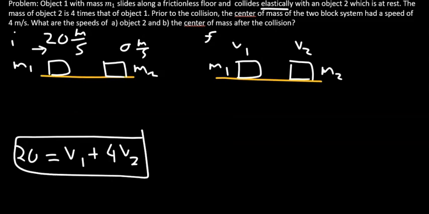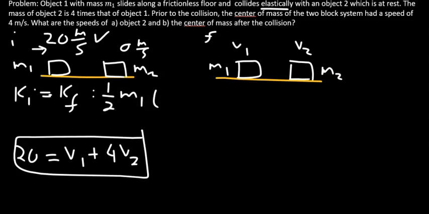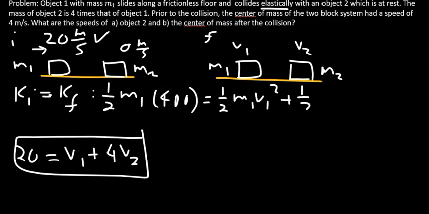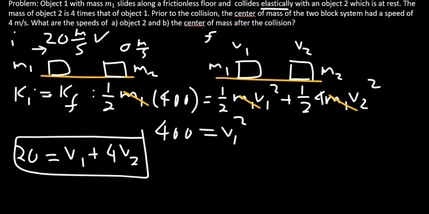This is an elastic collision, so kinetic energy is conserved. The initial kinetic energy is the same as the final kinetic energy. The initial kinetic energy is half times m1 times the square of that speed, which is 400. The kinetic energy after the collision is half m1 v1 squared plus half m2 v2 squared, where m2 is 4m1. m1 cancels, and you get another equation, which is 400 equals v1 squared plus 4 v2 squared. Of course, we multiplied the entire equation by 2.